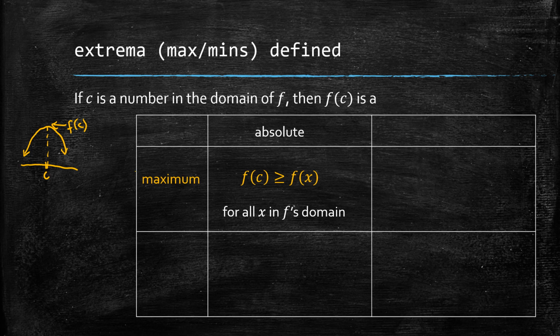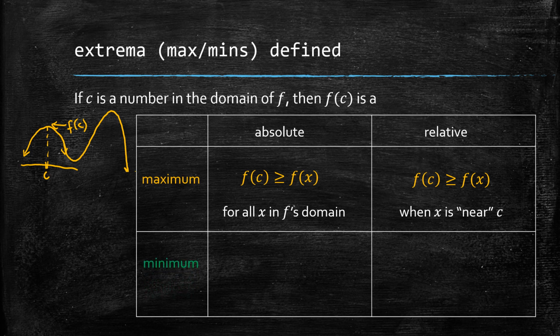Now, what's the alternative? Well, what would make a relative max? Well, if f of c is greater than or equal to f of x, still conditioned to be a max, only when x is near c. So imagine if this function, instead of continuing down, came up and achieved an even higher y value, then at that value of c, we would say that f of c is a relative max.